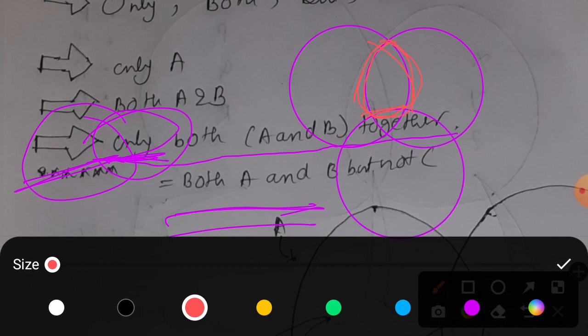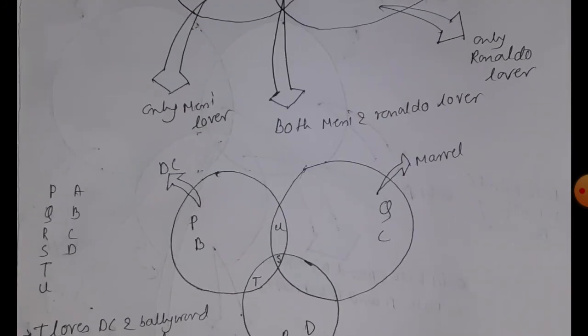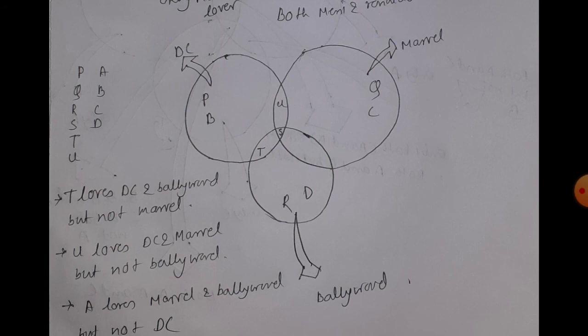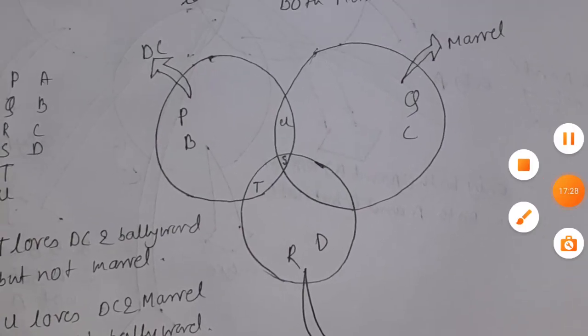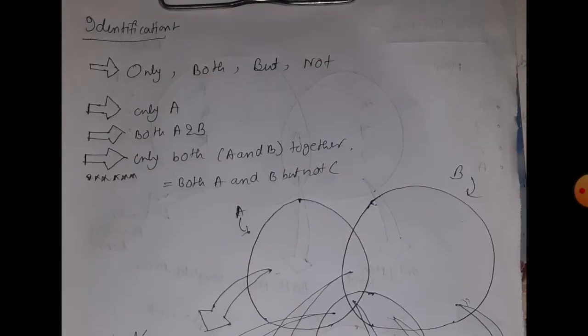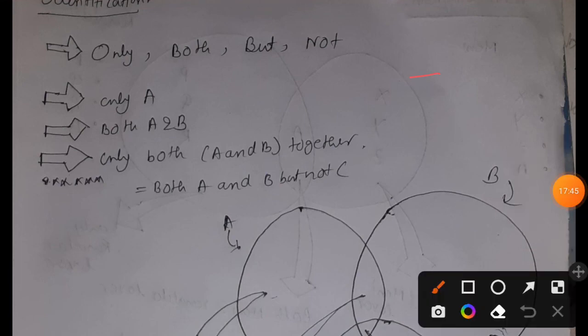Okay, so if we try to understand this with the help of the examples that we have taken, suppose they have told you "only both DC and Marvel lovers." Okay, that means they want to tell you both DC and Marvel lovers but not Bollywood lovers. Okay, that means they are talking about the area where we have placed you. Okay, so those are the three important identifications that you have to remember.